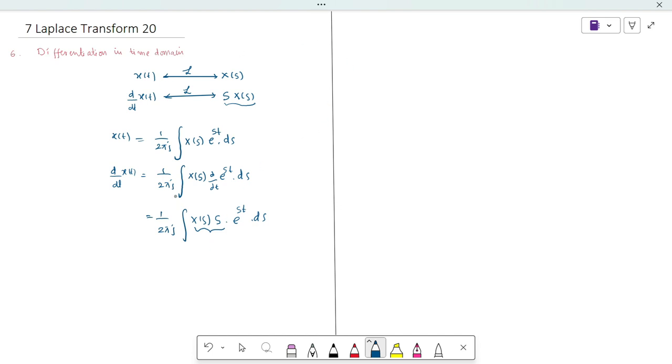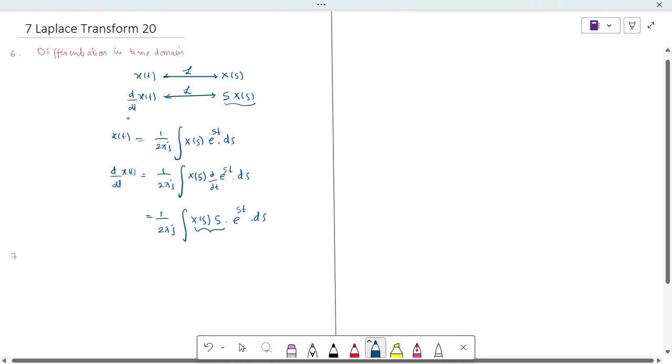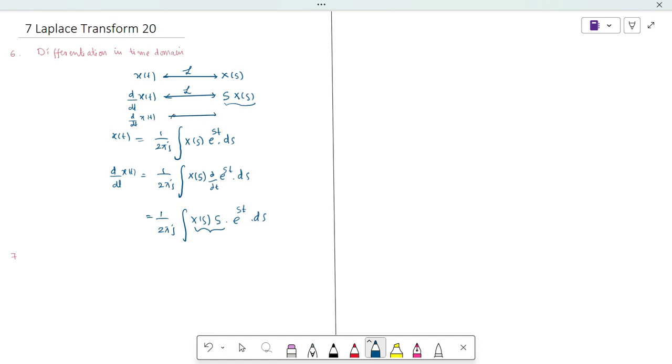So the next property, that is the seventh one. It is also similar to continuous time. In continuous time, d by dt of x of t equals j omega into X of j omega. Just take s equal to j omega, it becomes the continuous time Fourier transform. Already I told you. Now integration.